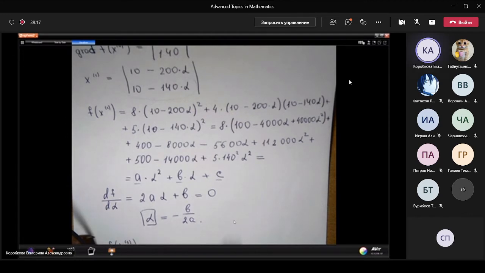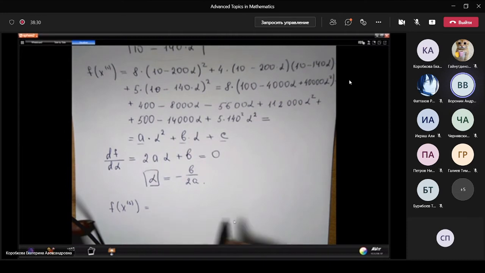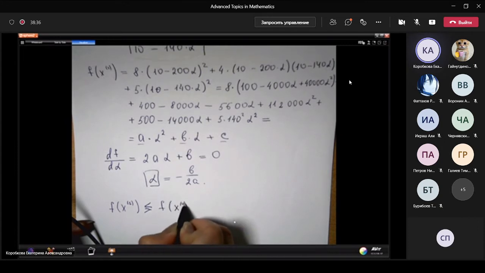And compare it with the function at the previous point. Excuse me again, we cannot see what you're writing. Sorry. Thank you. And compare it with the function at the previous point.